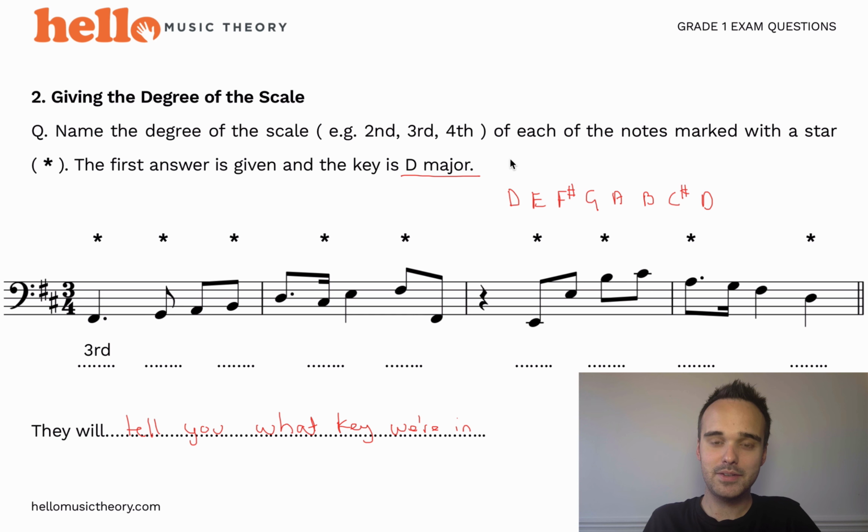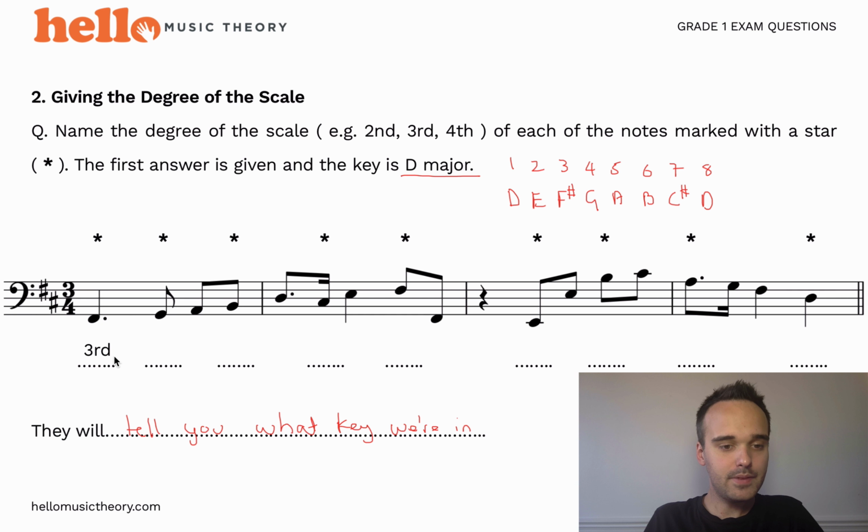And then number these notes, just in the order they're in. So we've got 1, 2, F sharp is 3, 4, 5. You get the idea. Really simple. Just number those notes, and this is going to help massively when it comes to answering the questions.